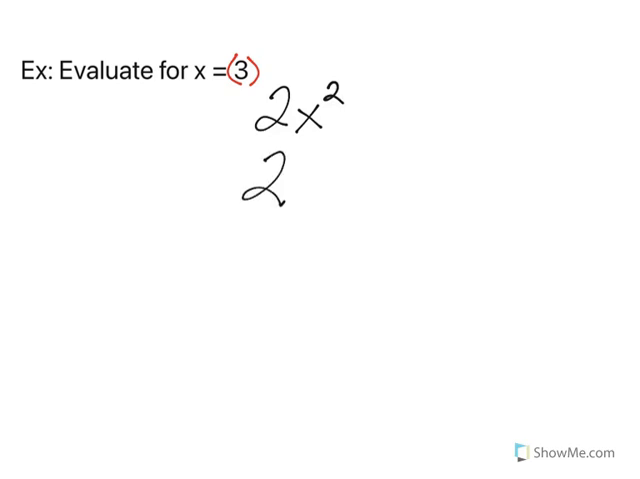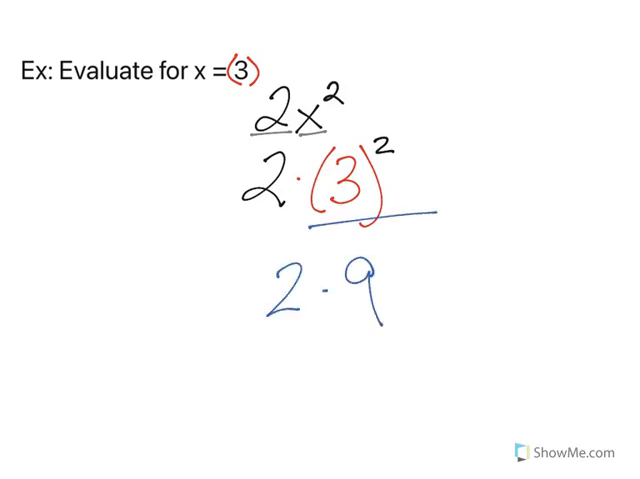I've got a 2. Now instead of x, I'm going to take a times 3, and that 3 is squared. You'll notice when the number, the coefficient, is touching the variable, that means multiplication. So when I substituted in a number, I put my multiplication dot there. Now we can simplify with the order of operations. So 3 squared is 9. I have 2 times 9, which we know is 18. And that's evaluating for x equals 3.